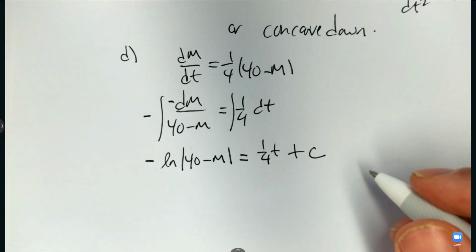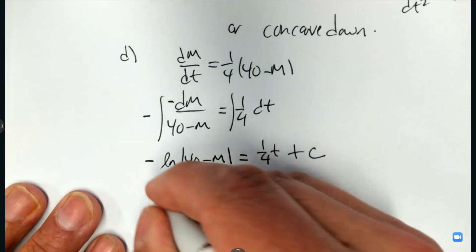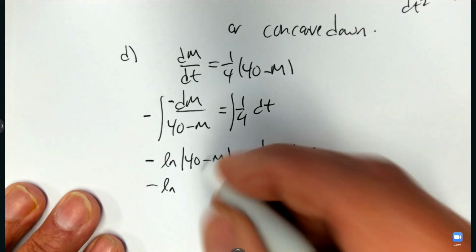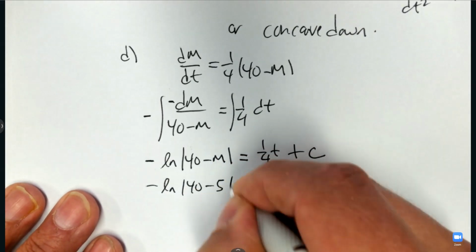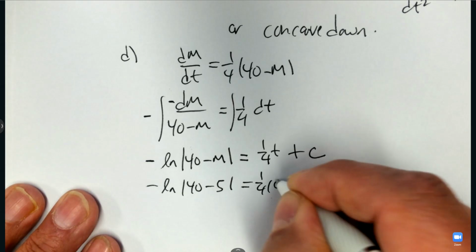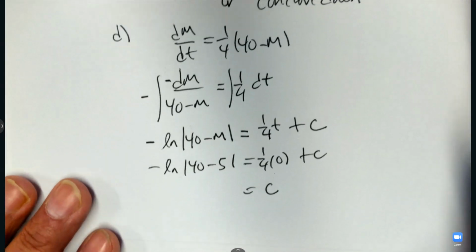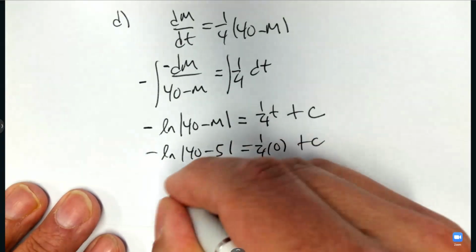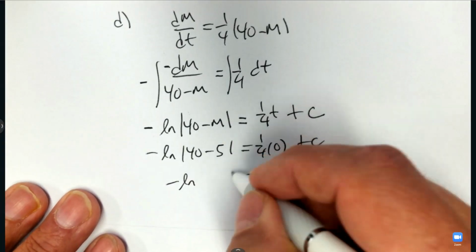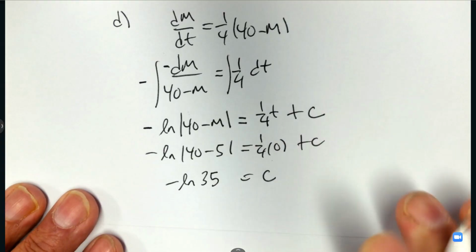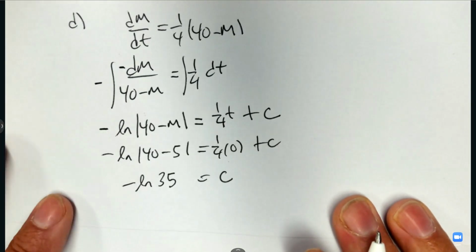We're then going to plug in the point, which is 0, 5. So for m, we're going to plug in 5. And then for t, we're going to plug in 0, and we're going to solve it. So 1/4 times 0 plus c over here is negative ln. Now the absolute value of 35, I don't need the absolute value bars anymore. It's just negative ln 35.